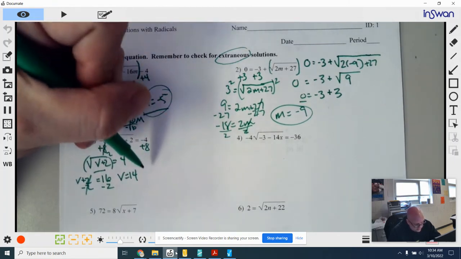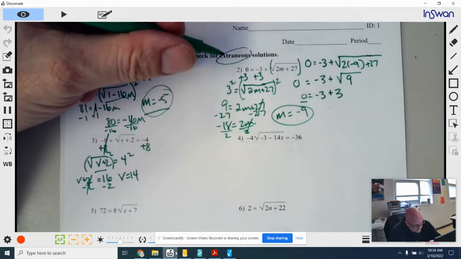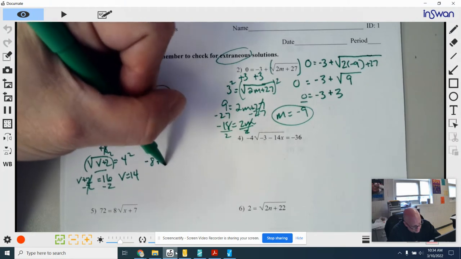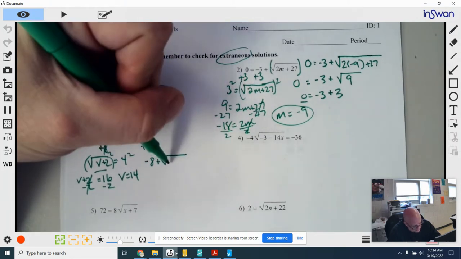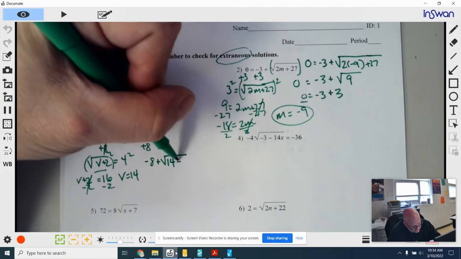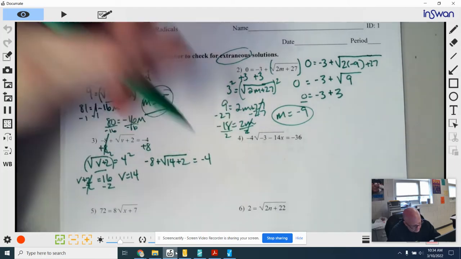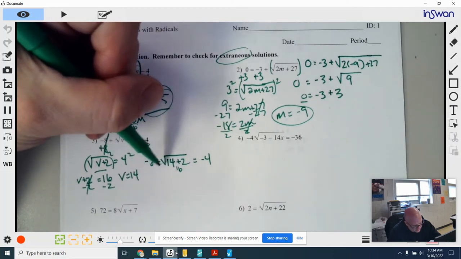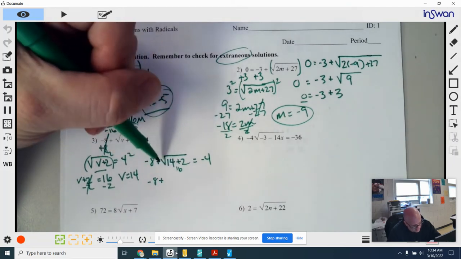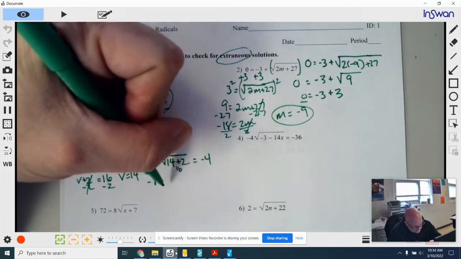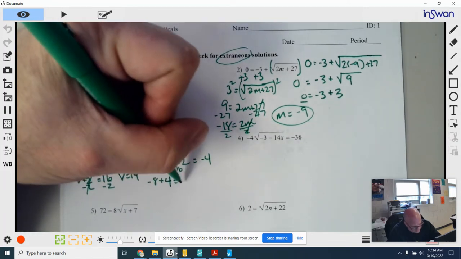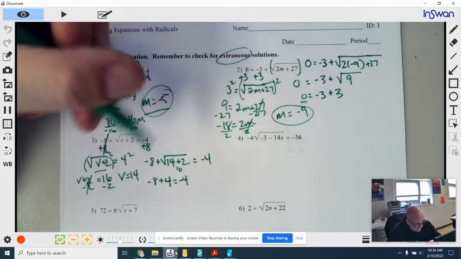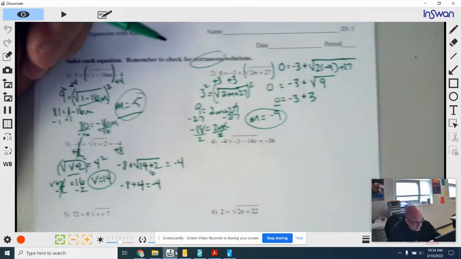Again, we can't be certain if that's the correct answer, though, because it might be an extraneous solution. So I'm going to plug that back in. Negative 8 plus the square root of 14 for v plus 2 equals negative 4. Okay, so that's going to be 16. And I have negative 8 plus, so the square root of 16 is just going to be 4 if I'm using the positive one, equals negative 4. Negative 8 plus 4 does equal negative 4, so this works. v is equal to 14.